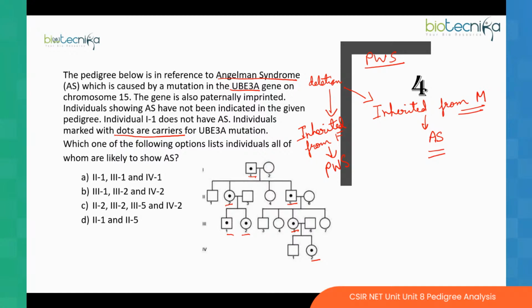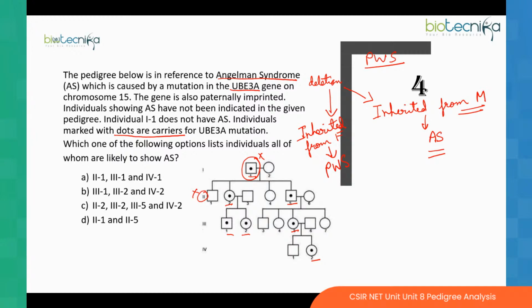But the question is not about that, so we don't have to find that out. Our target will be to find out who all are getting the particular mutation from their mother. Okay, so you see, third generation, and it is also clearly mentioned that this individual does not have Angelman syndrome, because we don't know the information about his parents. Right now in generation 2, both 2 2 and 2 5 are getting the mutation from father. So will they be having Angelman syndrome? They are getting it from father, so definitely nobody from second generation will have Angelman syndrome.